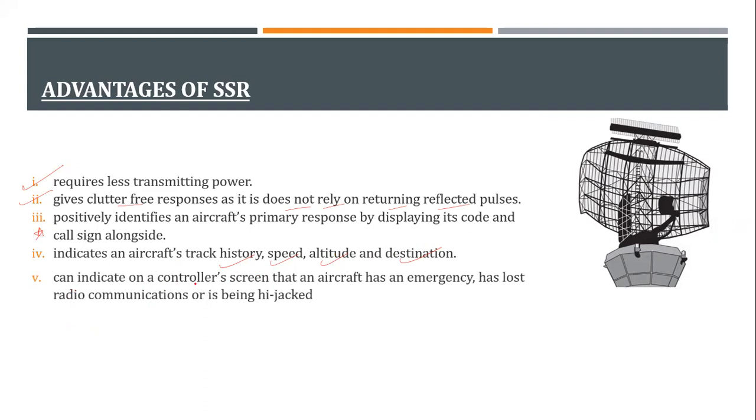It can also indicate on the controller's screen, your ATC tower, that an aircraft has an emergency. So there is a different 4-digit code allocated in case any aircraft has an emergency, so that the ATC tower or the controller can see on the screen that this aircraft is in an emergency, and that has to be given utmost priority.